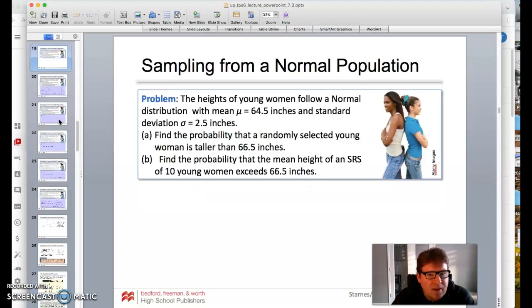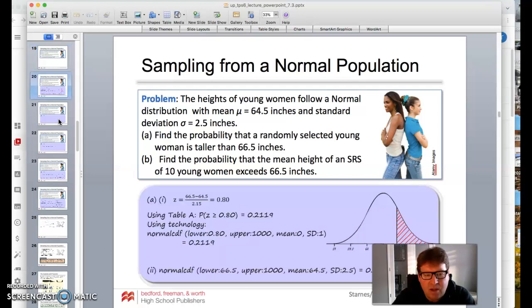All right, so here we go. The heights of young women follow a normal distribution with mean 64.5 inches and standard deviation 2.5. Find the probability that a randomly selected young woman is taller than 66.5 inches. Okay, we want to find our z value, so we take 66.5 minus our mean, divided by our standard deviation, and we get 0.8. That gives us the z-score, and then we can use the table. We have to subtract that from 1, of course, and get 21.19%. All right, so we got that.